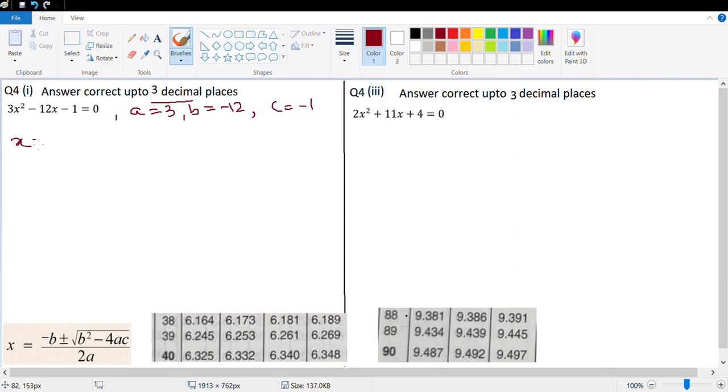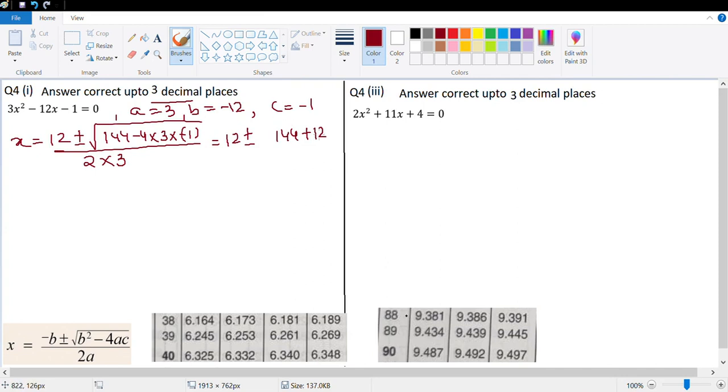So x is equal to negative b, which is 12, plus minus square root of negative 12 square, that's 144, minus 4 into 3 into negative 1, upon 2 into a, which is 2 into 3. So this is 12 plus minus square root of 144 plus 12, that's correct, 144 plus 12, upon 6. So this is 156.